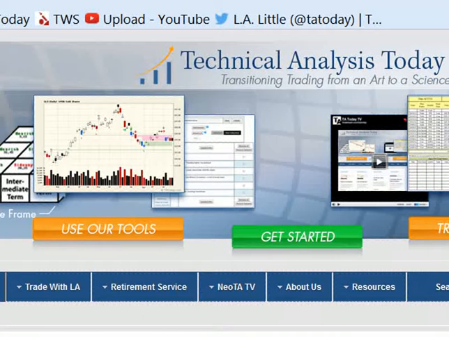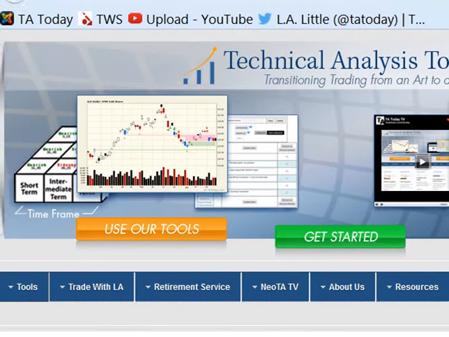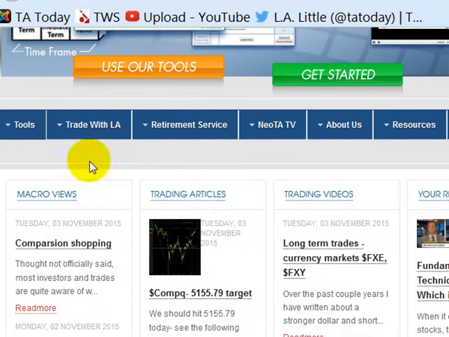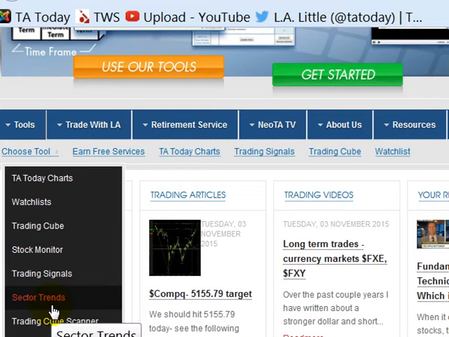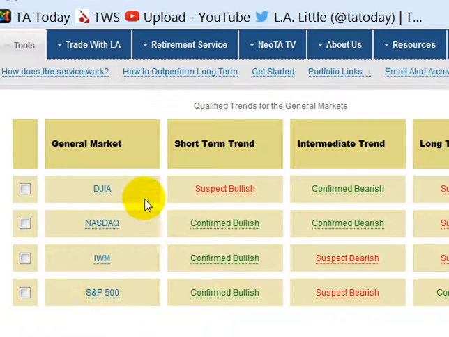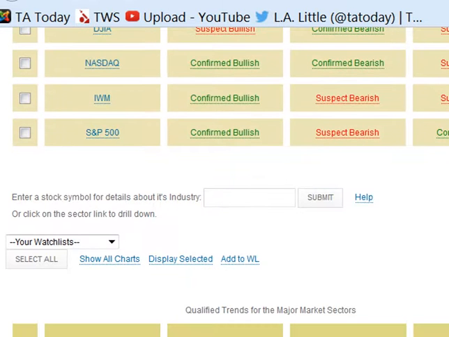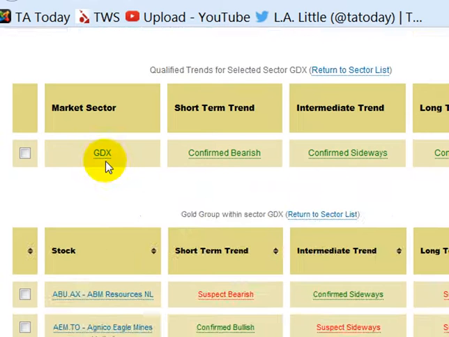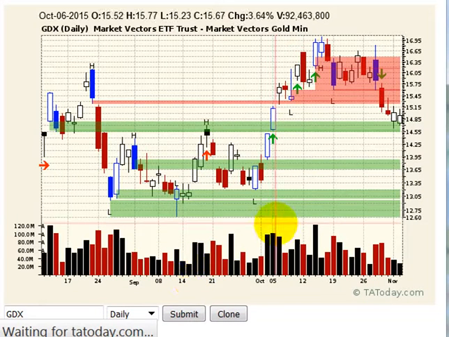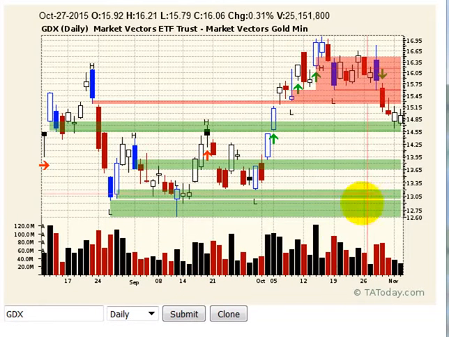One of the things I like to trade, and one of the reasons I like to trade it, is it moves a lot: gold stocks. As just a registered member, you have the ability to come into the tools and go into sector trends. You can pull down here and type in, say, GDX, for example. That will pull up all the gold stocks, and then we can click this and it will bring up all the charts across 3 time frames.